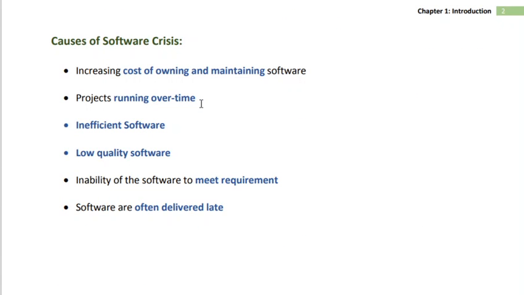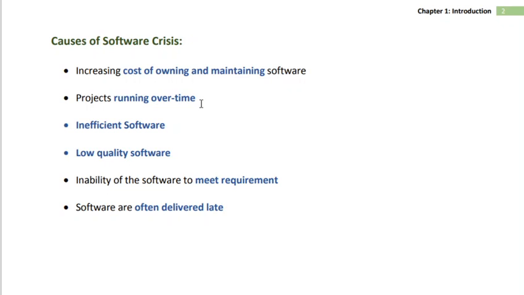Now let us go through some of the important causes for software crisis. First and foremost, because of the ability of the hardware, we now have complex software systems being developed that are difficult to own and maintain. So the cost of owning and maintaining a software system has tremendously increased. Now, project running over time: it may so happen that the overall software development time may exceed the expected time because of the inherent challenges that are there with software development. So the software development may take more than the expected time.